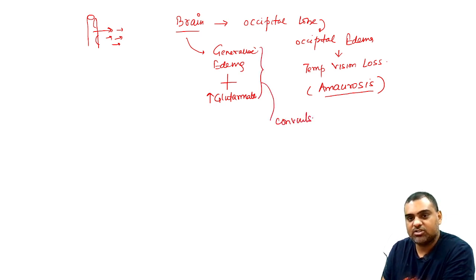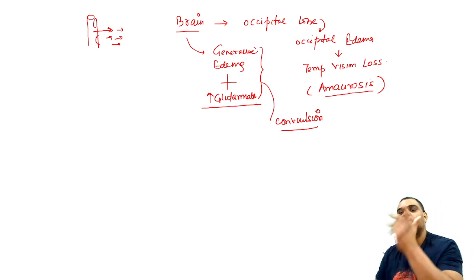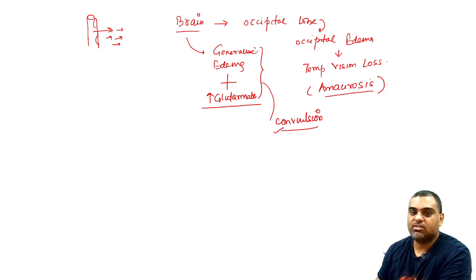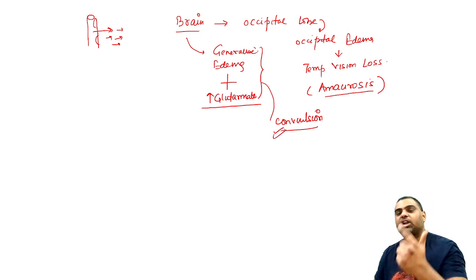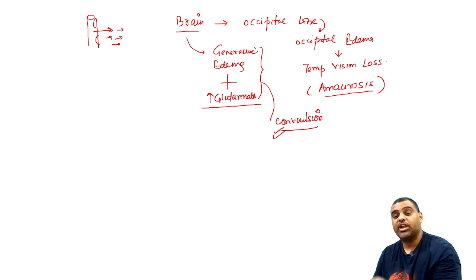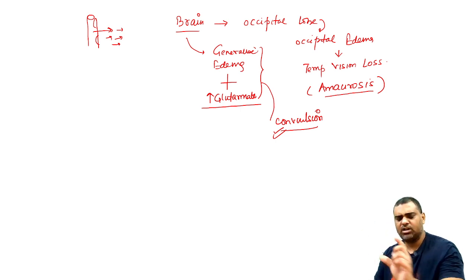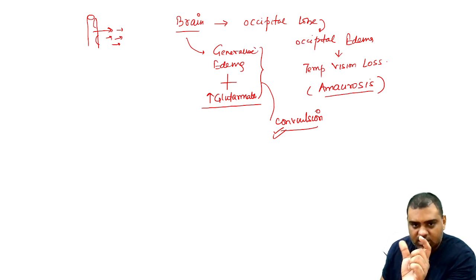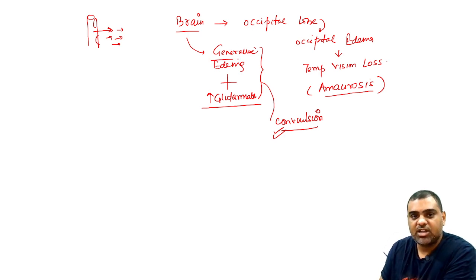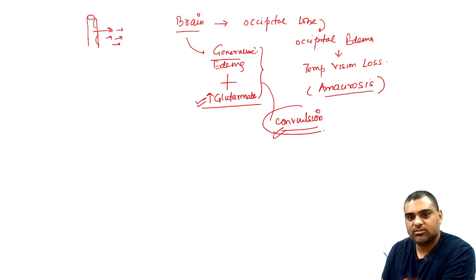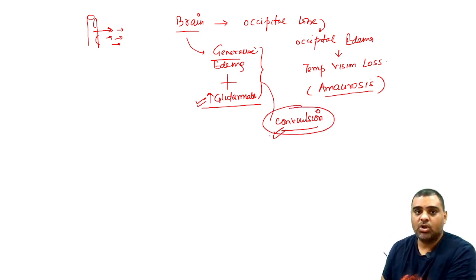Any drug which is anti-glutamate, which inhibits glutamate, will act as an anticonvulsant. Therefore, when we give MgSO4, it also has an anti-glutamate action. It acts as an NMDA antagonist, and glutamate acts on the NMDA receptor, so MgSO4 prevents the convulsion. I will tell you in detail about MgSO4, but I'm just correlating it here. This generalized edema along with the glutamate can cause convulsions. So this happens in the brain.